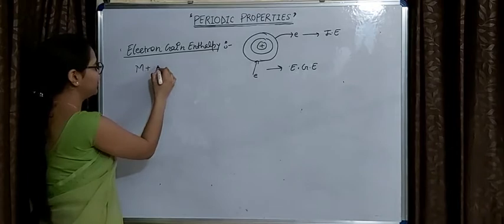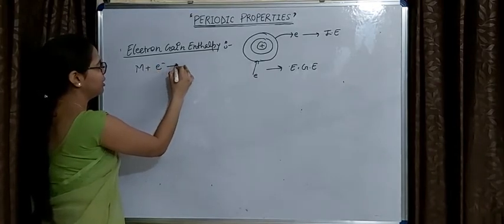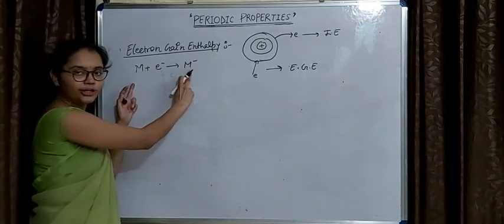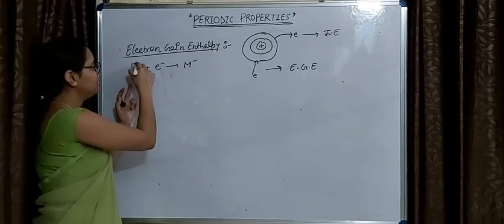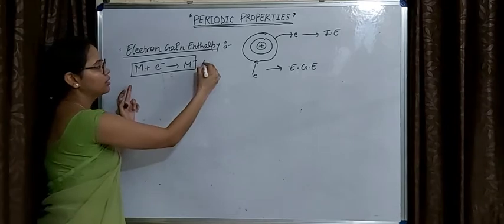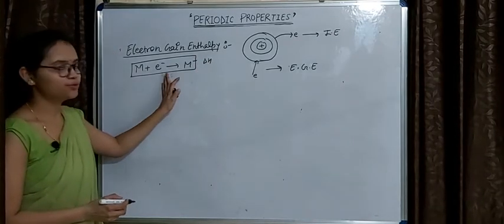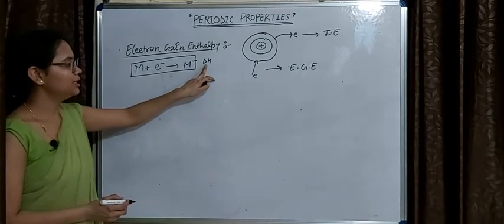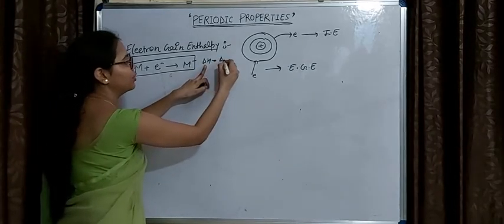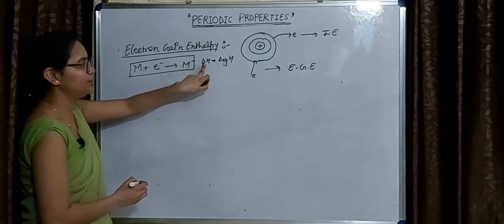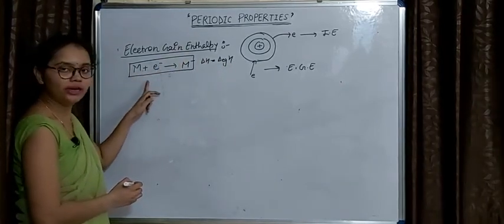Suppose M is the atom here which we are using. Now after the addition of this electron, it will be converted into anion. Okay, and in this procedure, delta H is the enthalpy change. So this enthalpy change is electron gain enthalpy. Okay, electron gain enthalpy is the enthalpy change during the addition of electron.